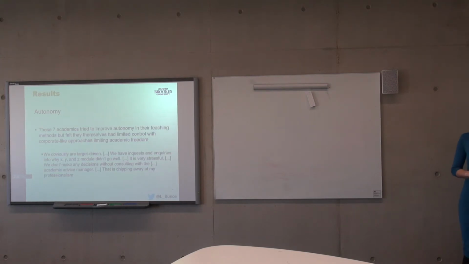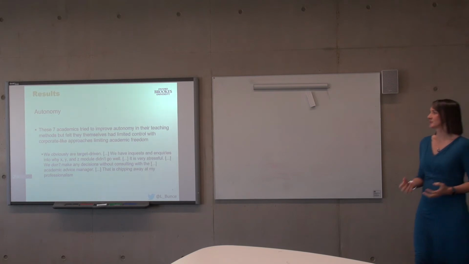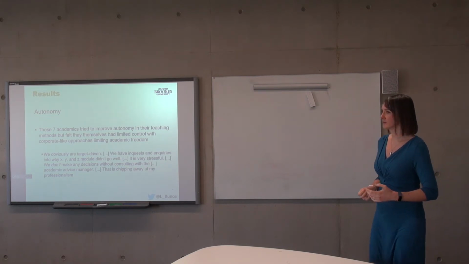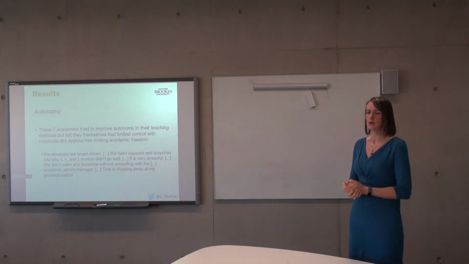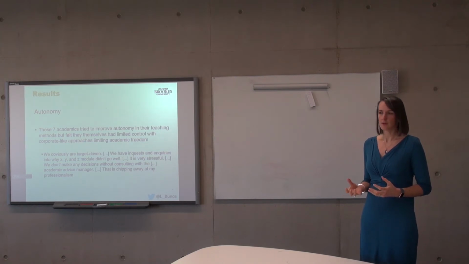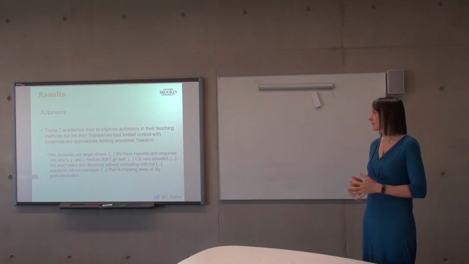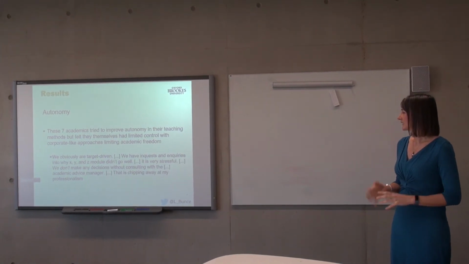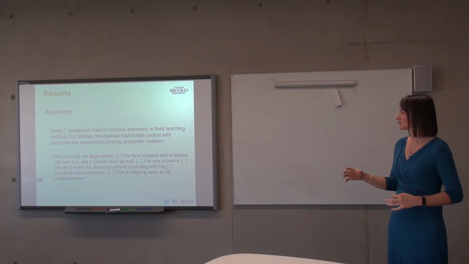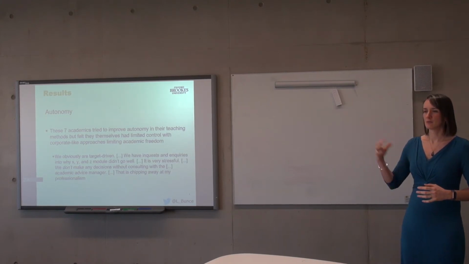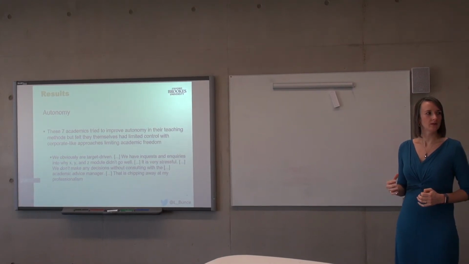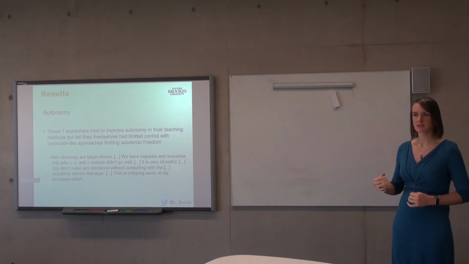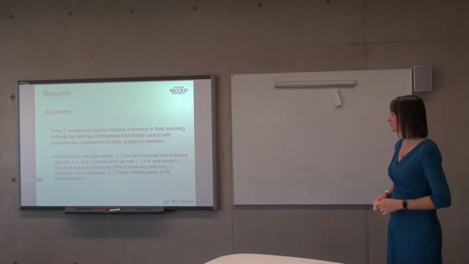Okay. So these academics try to improve autonomy in their teaching practices and help students develop a desire to follow pathways that they wanted to study themselves. But academics themselves felt they had limited control because of the limits imposed on their teaching freedom by some of the processes and systems in place for things like quality assurance.